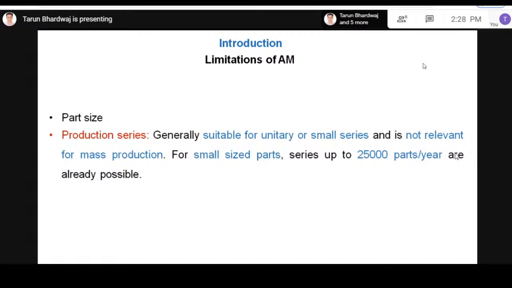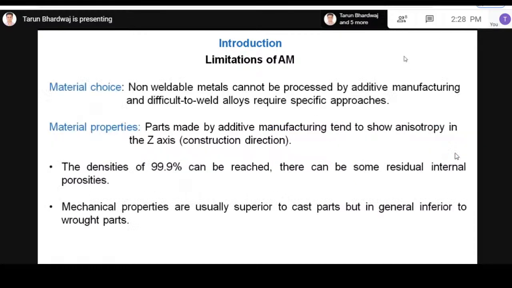The first one is the part size, that we cannot go for a very high part size. There is a limitation. And the production series, they are basically generally suitable for the unitary or the small series, as I told, and it is not relevant for the mass production. Now it is being used for the mass production for the polymer parts, but not for the metallic parts. And it is being used for the small size parts. Series up to 25,000 parts per year are already possible.